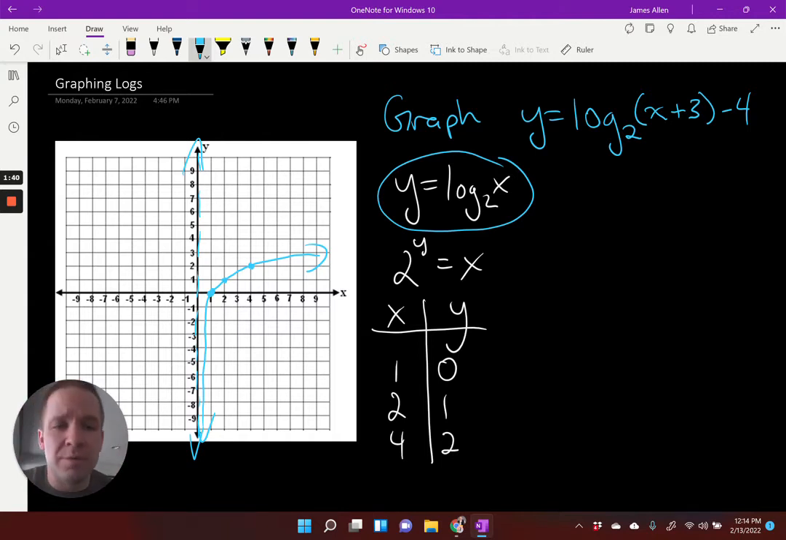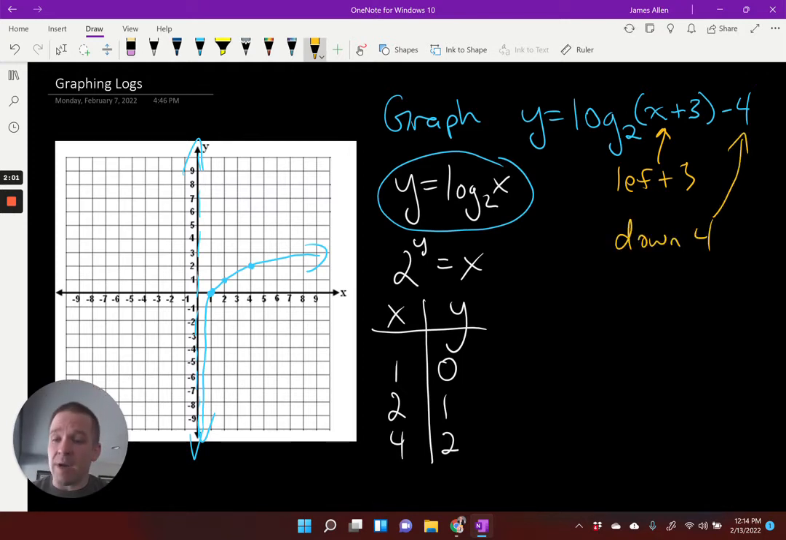Now let's move over to our transformed function. So what are these transformations doing? Well, when I add 3, that is going to be moving to the left 3. And then when I subtract 4 on the outside, that's going to be going down 4. So I can move these points accordingly. We can also write ourselves a nice new t-chart. So let's do that.